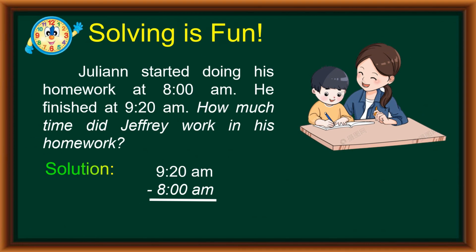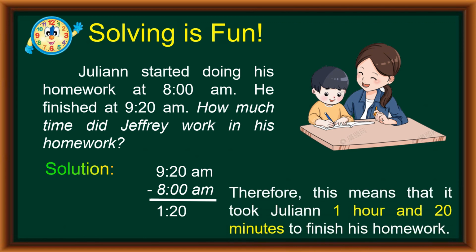Our simple solution is just to write our quantities in column form and subtract 8 a.m. from 9:20 a.m. Remember that the first entries from the left of the colon pertain to hours. The next two-digit entries correspond to minutes. Our solution shows a result of 1:20, and this reads as 1 hour and 20 minutes, not 1:20 a.m. Therefore, Julian took 1 hour and 20 minutes to finish his homework.